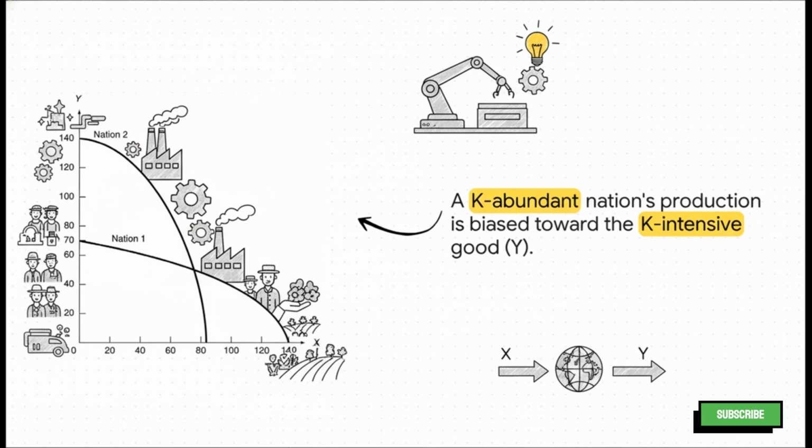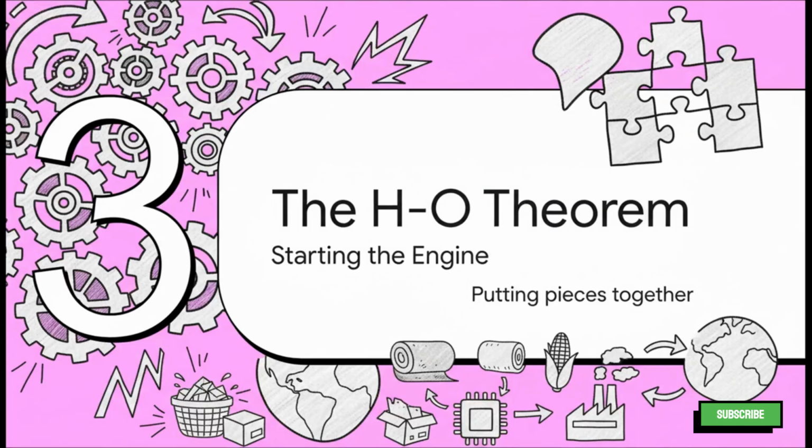On the flip side, Nation 1, which is labor-abundant, has its curve biased towards the x-axis. A country is just naturally built to make more of whatever it has plenty of. All right, we've got our two key puzzle pieces: factor intensity, what a product needs, and factor abundance, what a country has. So now, let's snap them together for the main event, the Heckscher-Ohlin theorem itself.